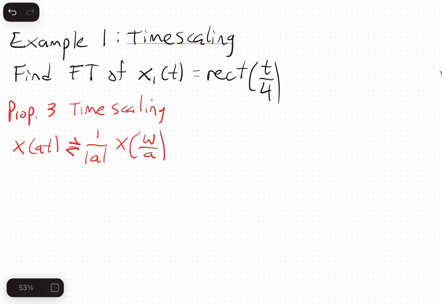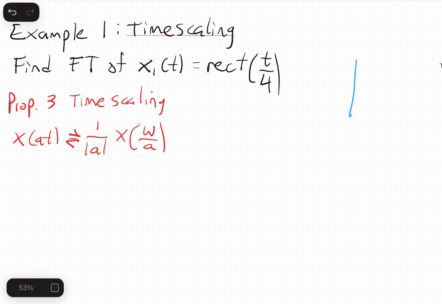Okay, so the rectangular pulse, as we saw in a previous example, is just an expression where you have a pulse, and this pulse has been narrowed by 4 units, right? So in this case, we have this 4 in here. So a is equal to 4.